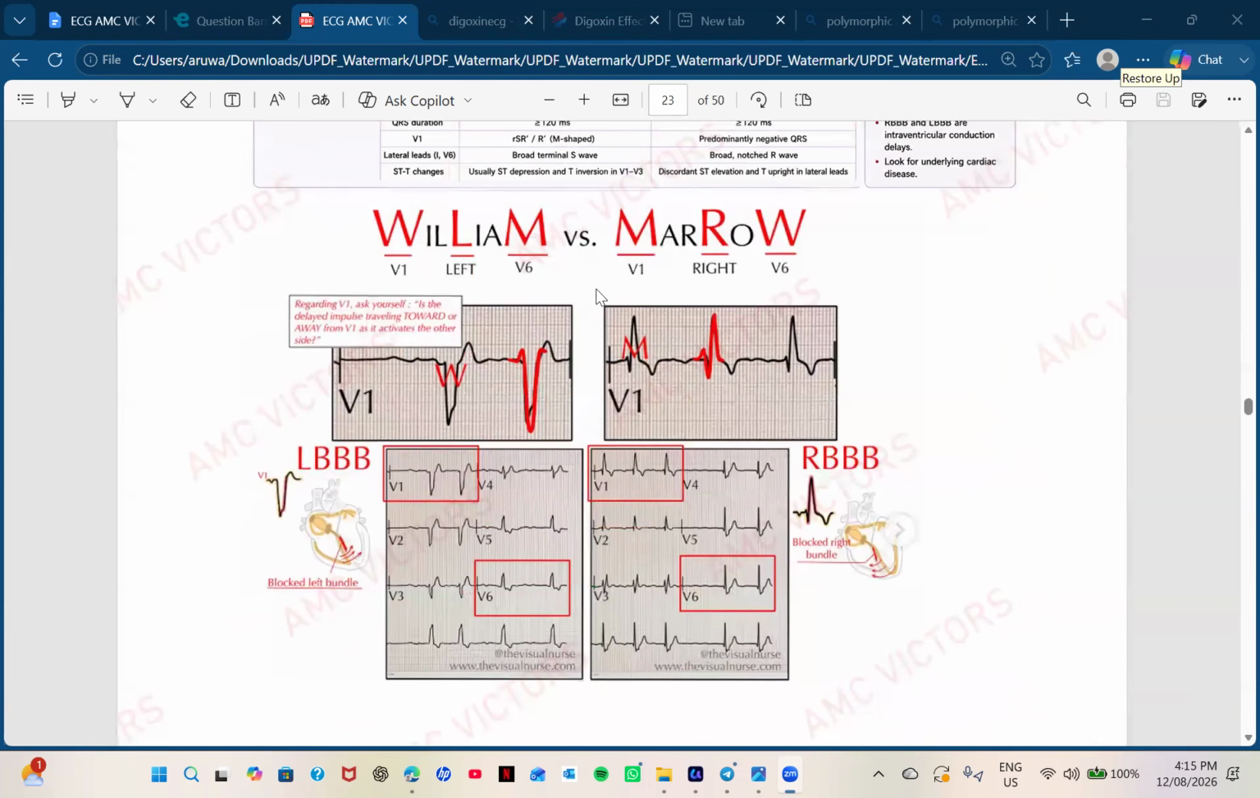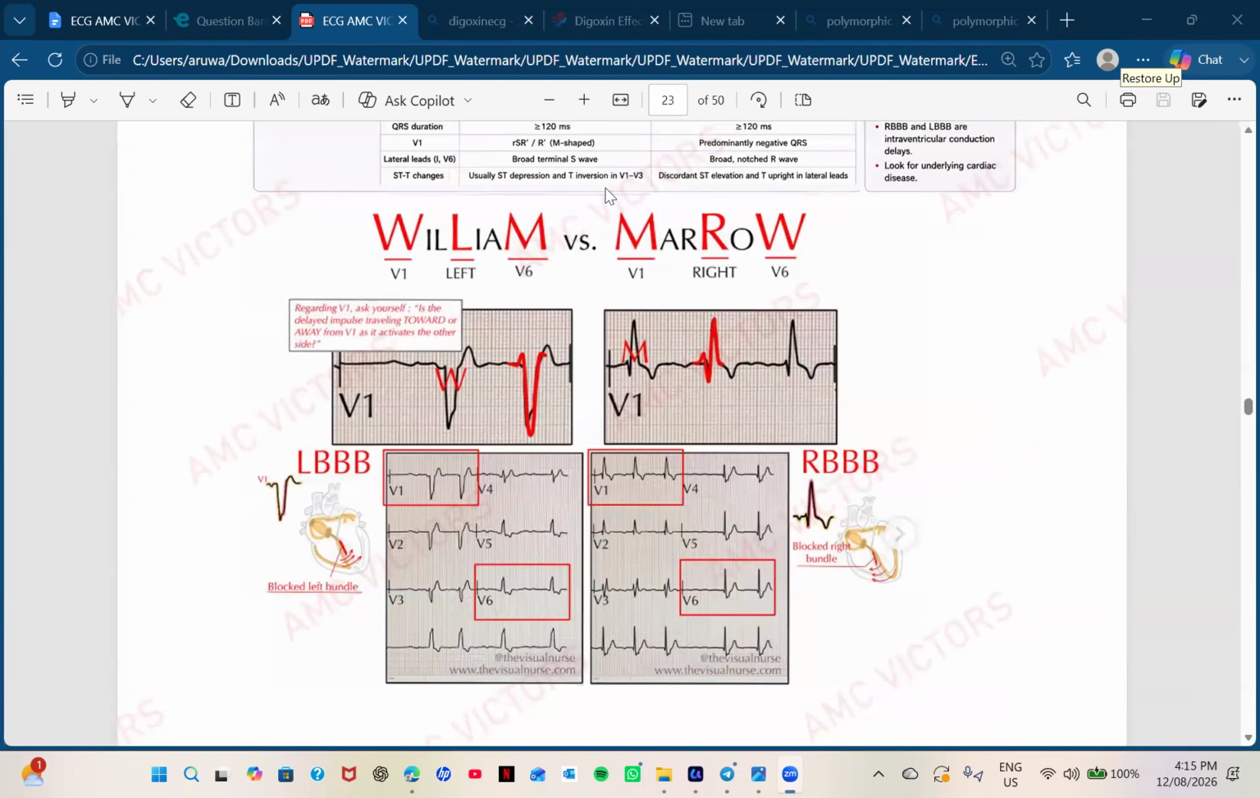Okay, what is William and what is Marrow? The word William, W, L, and M. That is very important. L means left bundle branch block, right? So once you are thinking about bundle branch block, think about V1 and V6. Then think about William and Marrow, right?